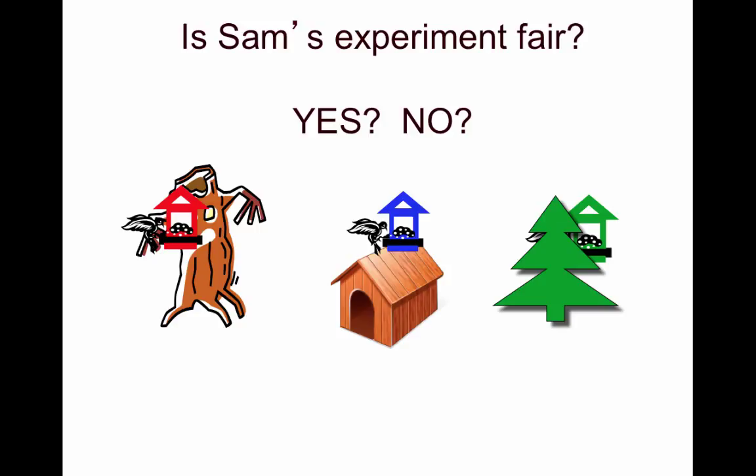On Tuesday, he puts each of the feeders in his backyard. The red feeder goes in a large dead tree, the blue feeder sits on the doghouse, and the green one he puts in a small bushy tree. So the question is, is that experiment fair?